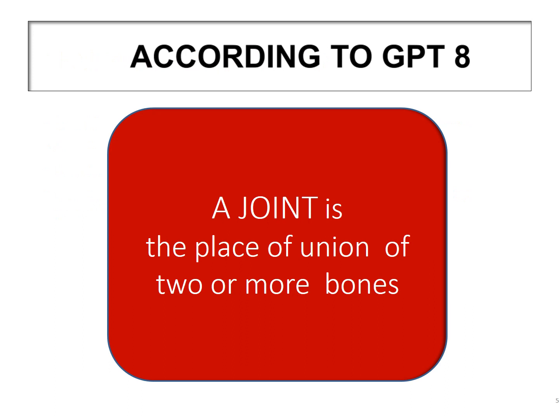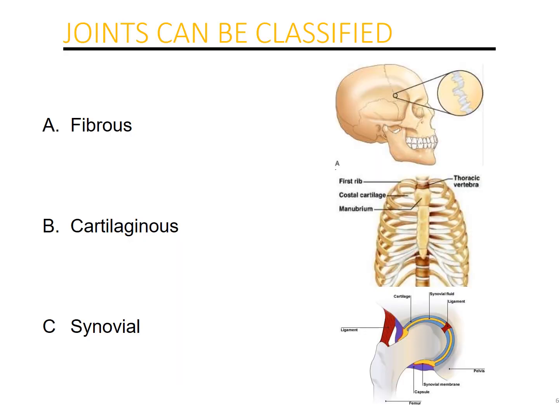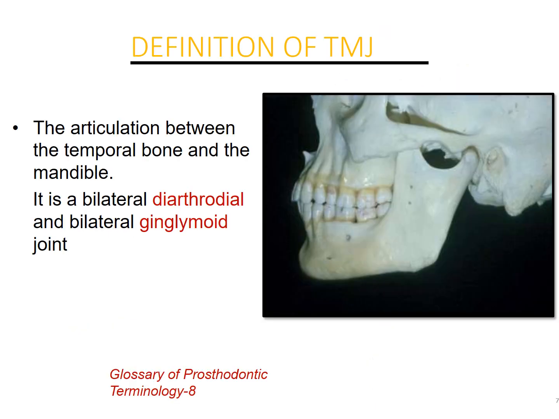Now, moving on. According to GPT, a joint is a place of union of two or more bones. Joints can be fibrous, cartilaginous, or synovial, depending upon the way they articulate with each other. Now coming to the TMJ specifically, it is the articulation between the temporal bone and the mandible.